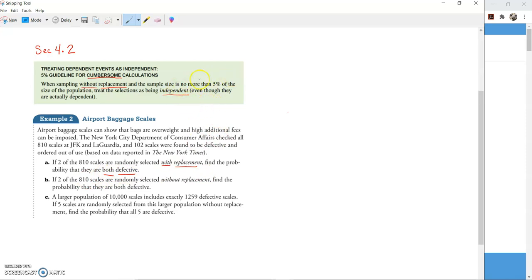Okay, both defective. So this is for part A. I'll probably put it up here. The probability that they are both defective. Okay, so for them to both be defective, that means the first one is defective. The first pick is defective.